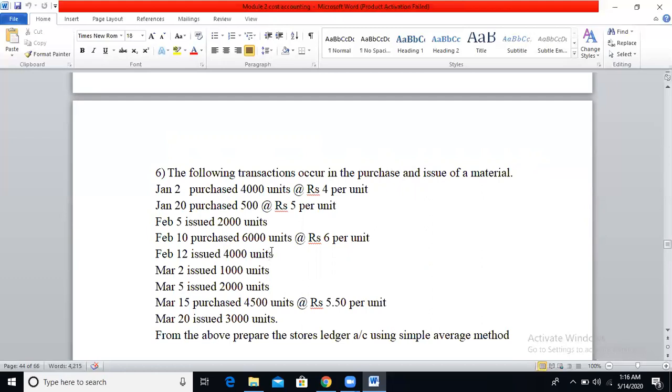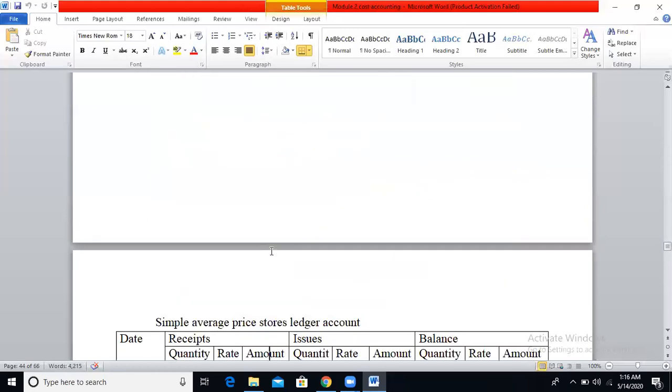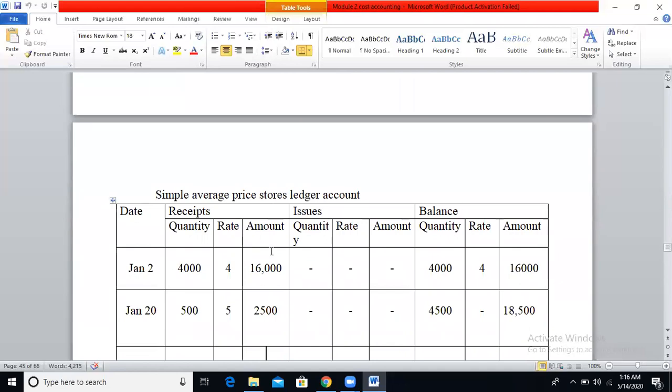March 2nd, we are issuing 1,000 units. March 5th, we are issuing 2,000 units. March 15th, purchasing 4,500 units at the rate of 5.50 per unit. March 20th, issued 3,000 units. From the above, prepare the store's ledger account using simple average price method. So now you have to prepare store's ledger account under the simple average price method.